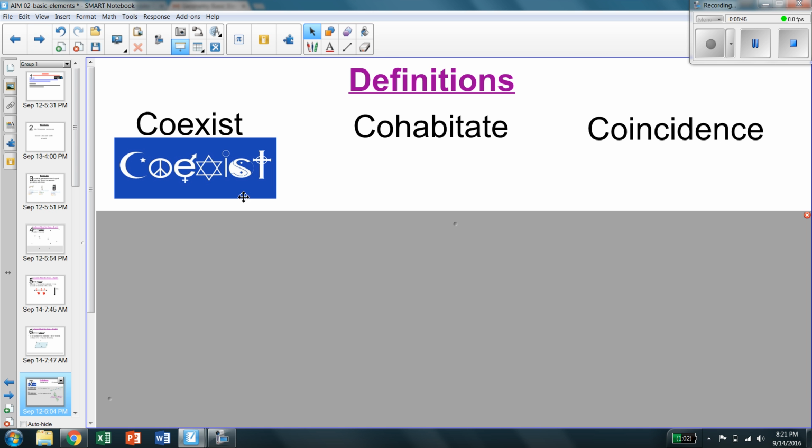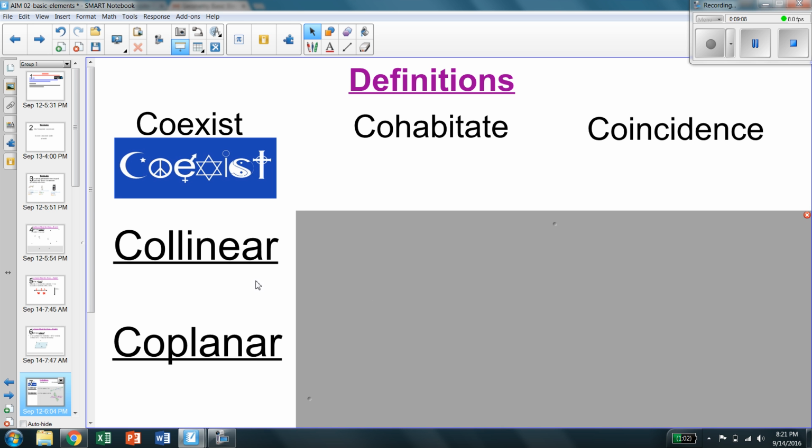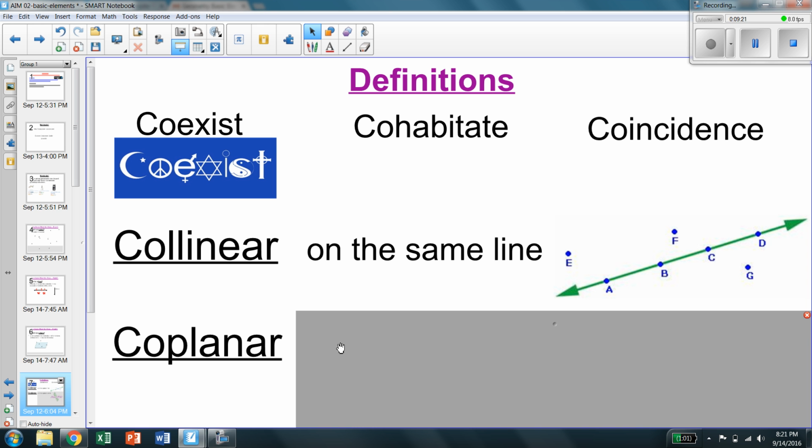Alrighty. So we have some words here: coexist, cohabitate, coincidence. So what's in common? Well, this prefix co. And the prefix co really means things happening at the same time, or mutual, or along those lines. So that should help us out with these 2 words: collinear, coplanar. Now you might be thinking it's the same exact line. I'm talking about 2 lines that really are the same line. We're on the right path, but that's not exactly what it is. Collinear means on the same line.